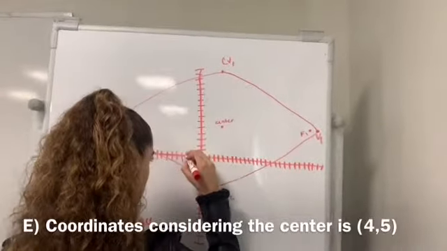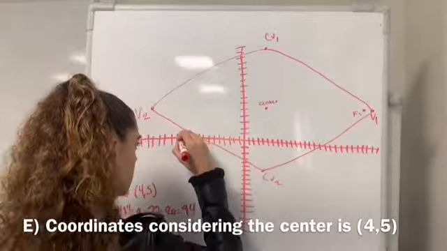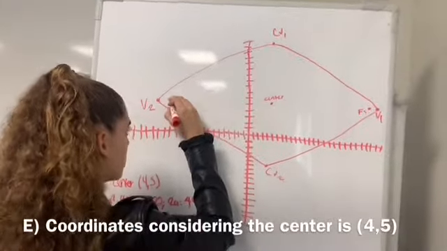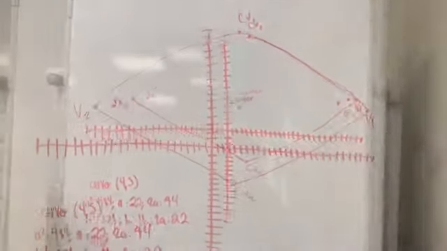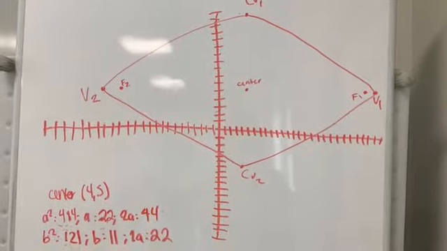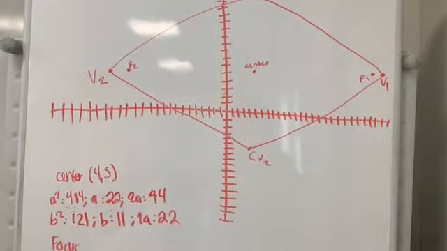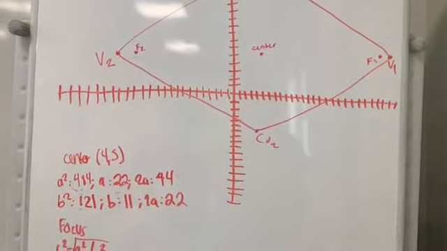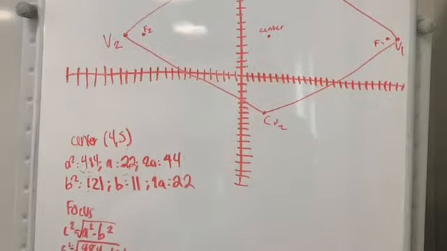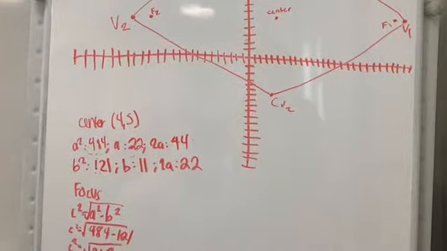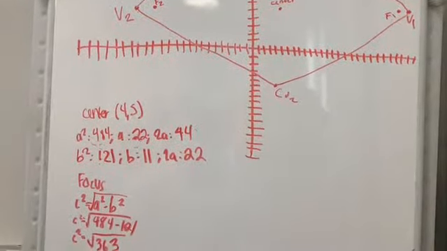Then I also had to find a, the distance from center to vertices at the major axis; b, the distance from center to co-vertices at the minor axis; 2a, the total length of the major axis; and 2b, the total length of the minor axis; as well as c, the distance from center to foci at the major axis.